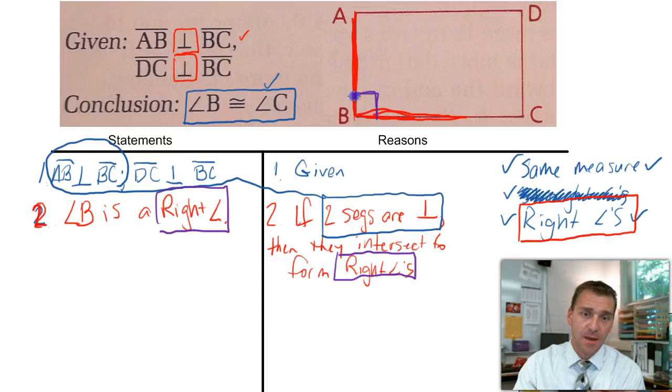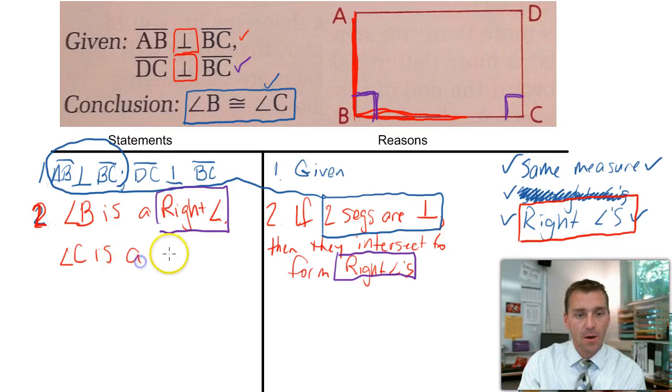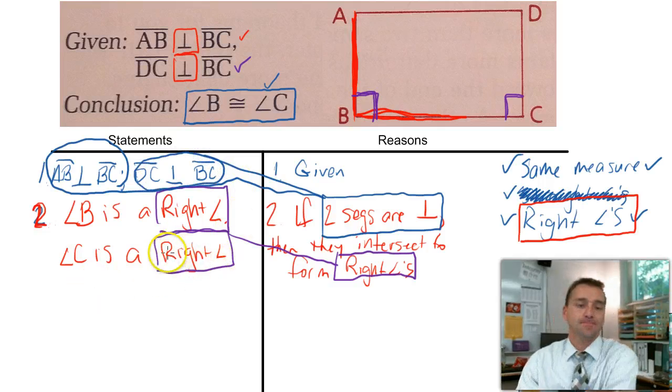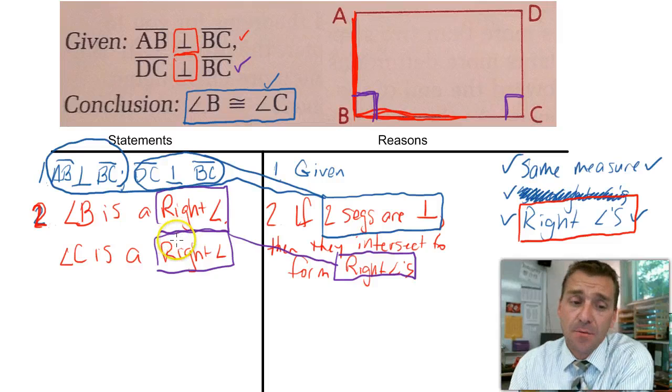The same argument is going to allow me to say, well, wait, if DC is perpendicular to CB, well, then this angle here is also a right angle. And you need to state that, and I'm going to put that also in step number 2. So I'm going to put angle C is also a right angle. And by the way, I have that connection, right angle, both of them right there. And I have two segments that are perpendicular, stated right there, to be able to know that angle C is a right angle. So I have the pieces in the right spot.